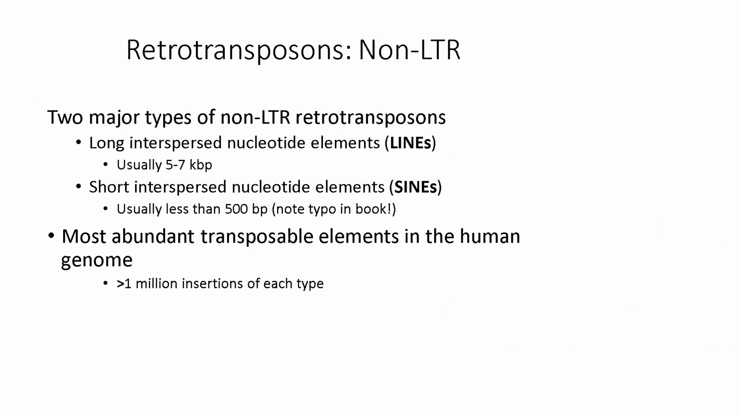There are two major types of non-LTR retrotransposons: LINEs and SINEs. LINEs, or long interspersed nucleotide elements, are usually 5 to 7 kilobase pairs long. SINEs, or short interspersed nucleotide elements, are typically less than 500 base pairs. Together, these make up the most abundant transposable elements in the human genome, with over 1 million insertions of each.